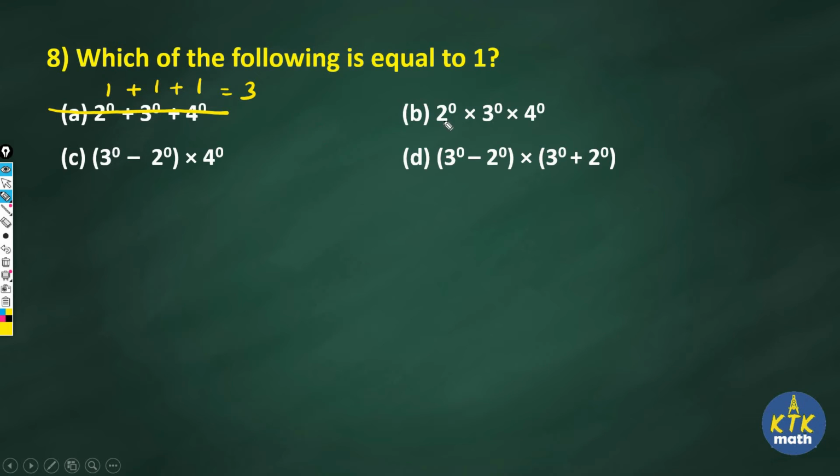And come to option B. In this case, 2 power 0 is 1, 3 power 0 is 1, 4 power 0 is 1. When I am multiplying all these, you are going to have the answer 1. And at this stage, you can decide option B is the correct answer. But I will also suggest you check your answer for C and D. Here 1 minus 1 will give you 0. Here also 1 minus 1 will give you 0.